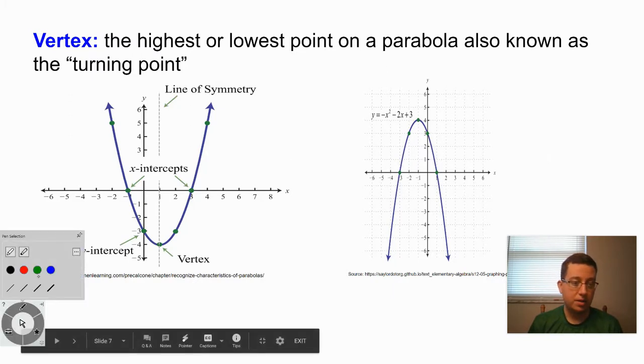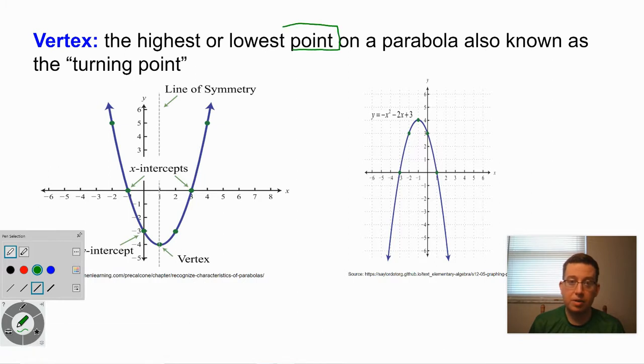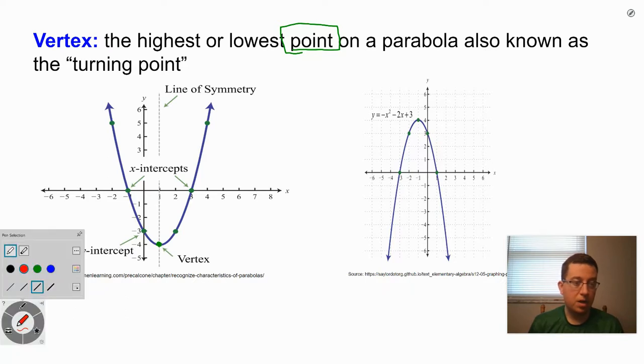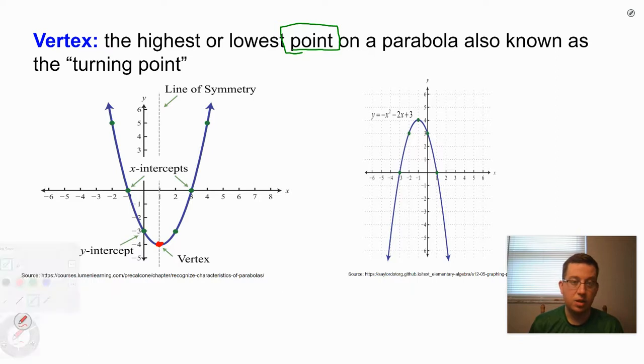Let me underline something here. Highest or lowest point, a little box around that, on a parabola, also known as a turning point. Now, when I'm talking about the point, what I mean is this point right here. I'm talking about this point right here. That is my vertex. It's where it changes from going down to up or up to down. So if this were Philip launching, it would be where Philip's maximum height is, down to where he's going down.